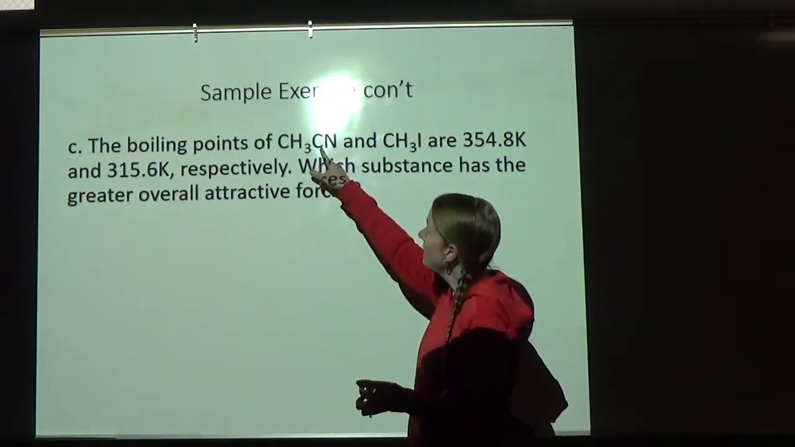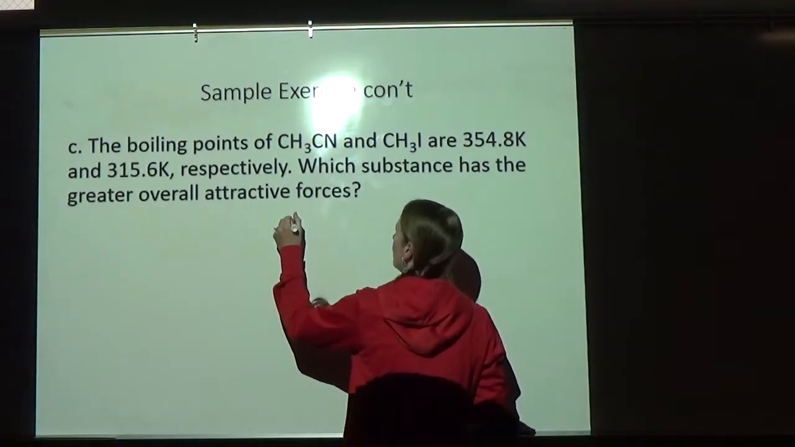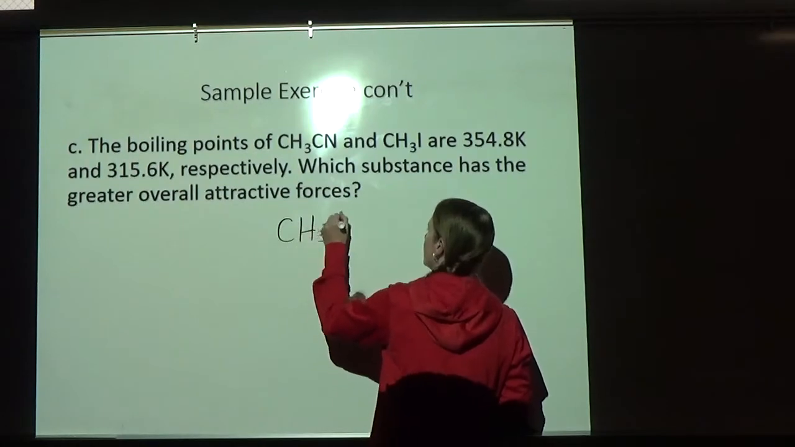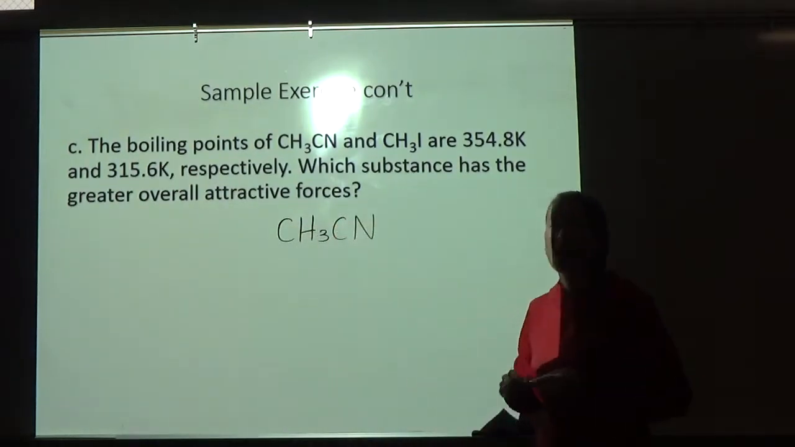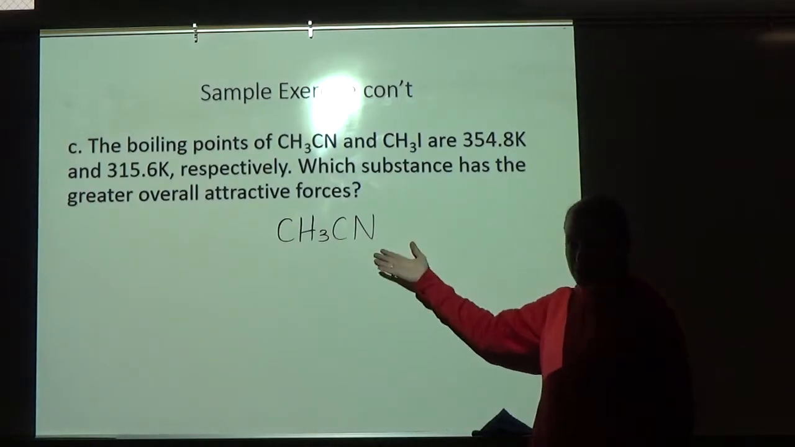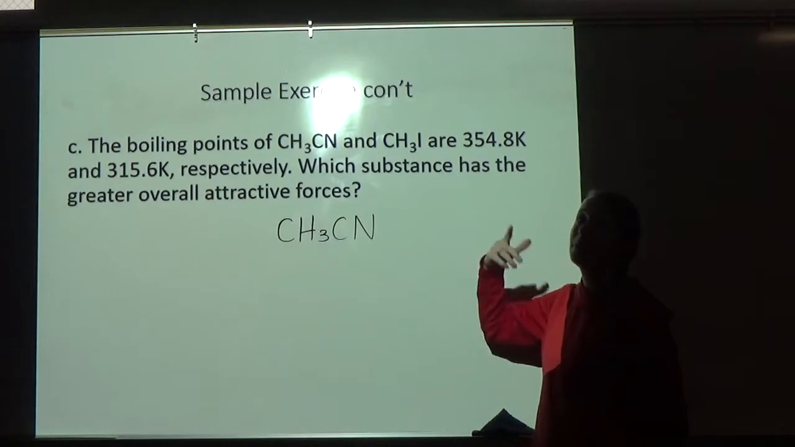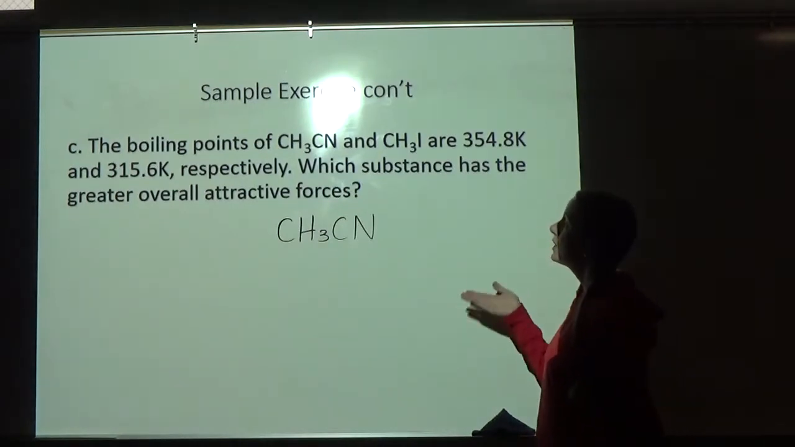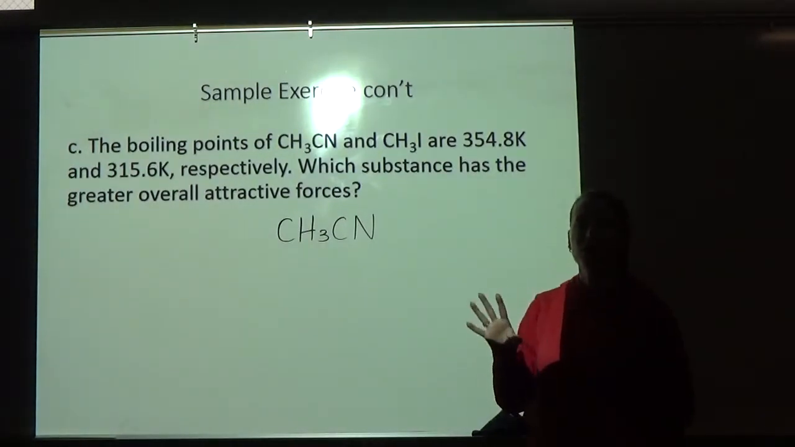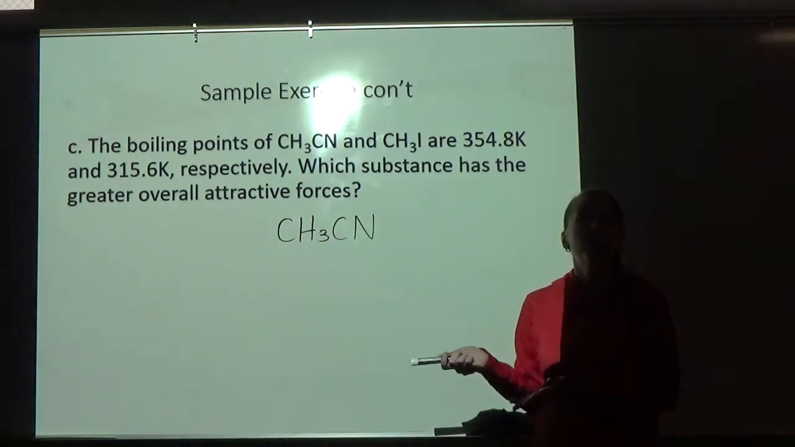Since CH3CN has the higher boiling point, I know it has the overall greater intermolecular forces, because intermolecular forces are additive too. I already know it has more dipole-dipole and it has London dispersion. The other one still has a little bit of dipole-dipole, but it has London dispersion. Since they're additive, sometimes it might be a little hard to tell who has more, but I can always tell based on boiling point or melting point.